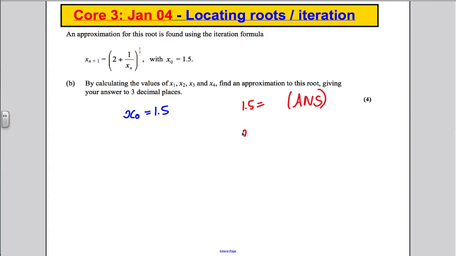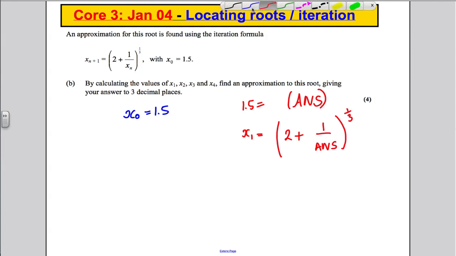And then on your calculator, to get x1, I would type open brackets 2 plus 1 over ans, close brackets, to the power of a third, where ans is this 1.5. So I would type open brackets 2 plus 1 over ans, close brackets, to the power of a third, and therefore this should give you that x1 is equal to 1.387 to 3 dp.